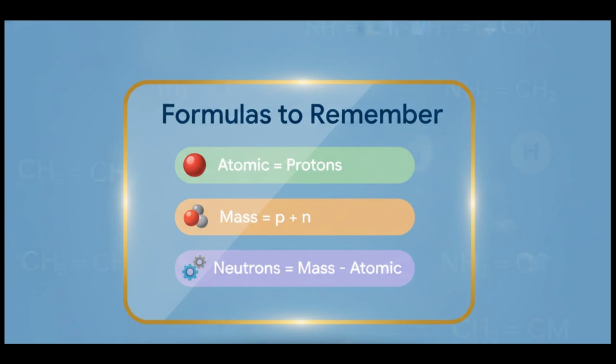Now, what's really interesting about this recap is that these 3 easy formulas are literally the only tools you need to solve almost every single question on this topic. Seriously. Atomic number equals the number of protons. Mass number equals protons plus neutrons. And the number of neutrons equals the mass number minus the atomic number. Just commit these golden rules to memory, and you're going to be completely set.